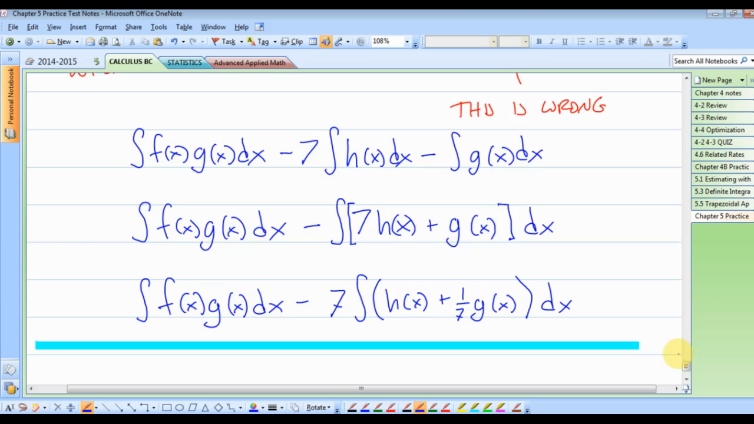Just pick the one that's equivalent. The one that's equivalent. Not always.